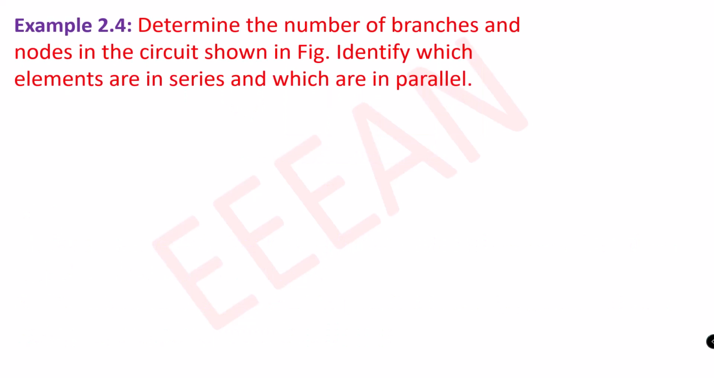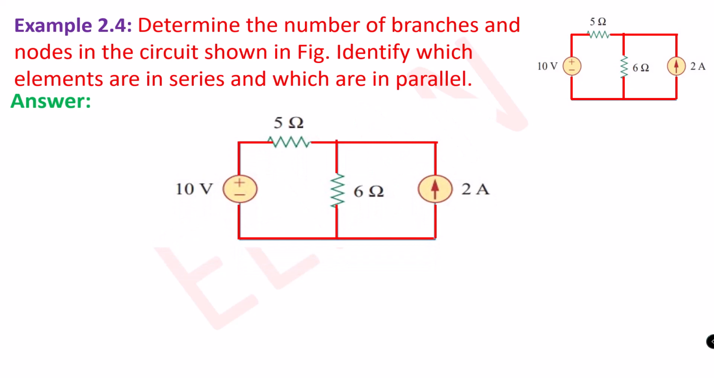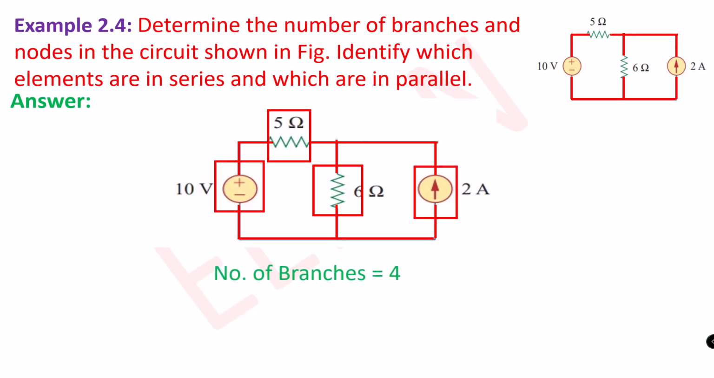Find the number of branches and nodes in the circuit shown in the figure. Identify which elements are in series and which are in parallel. Look at the circuit. In the circuit, we can see there are four elements. We know the number of elements equals the number of branches. So we can ensure that the total number of branches in the circuit equals 4. We have to identify which elements are in series and which are in parallel.